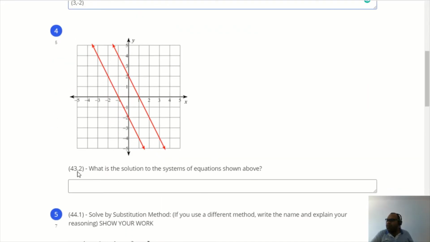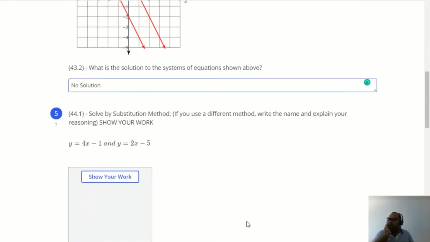The other graph, number 4. What is the solution to the system of equations shown above? Here I have two parallel lines, guys. Parallel lines, do I have a solution? Do I have an intersection with parallel lines? Look, do I have? No solution. Great, no solution.